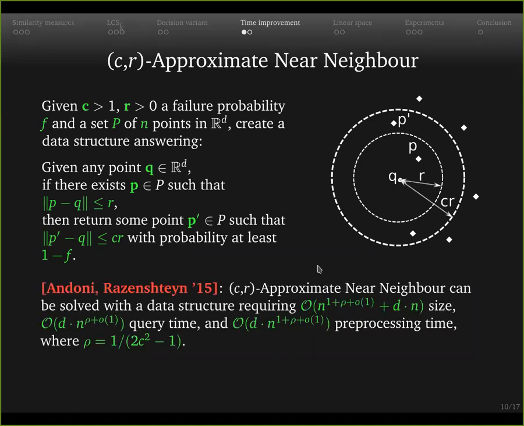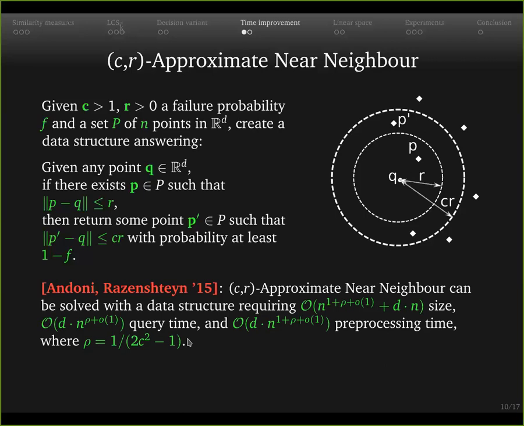And we are going to use the results from Andoni and Razenshteyn in 2015 that showed that the approximate near neighbor can be solved with a data structure requiring space n to the power 1 plus rho plus O of 1 plus dn size, and a query time that is also n to the power rho plus O of 1, and where rho is just 1 over 2c squared minus 1.